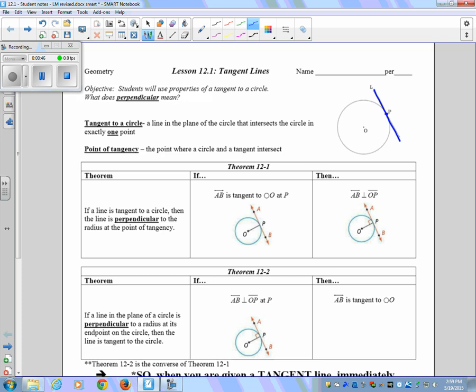The point of intersection, or the point of tangency, in this diagram would be point P. So we call that one point that the circle and the tangent line have in common the point of tangency. It's the point of intersection.